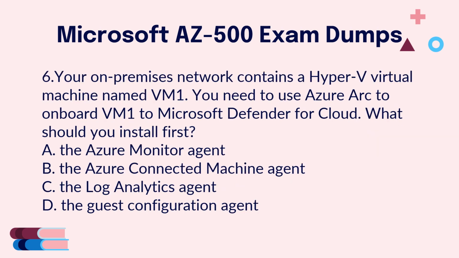6. Your on-premises network contains a Hyper-V virtual machine named VM1. You need to use Azure Arc to onboard VM1 to Microsoft Defender for Cloud. What should you install first?